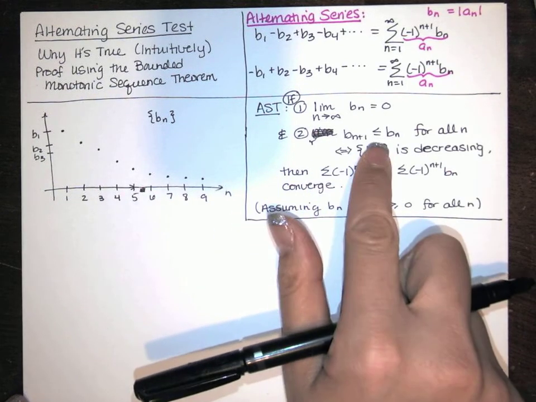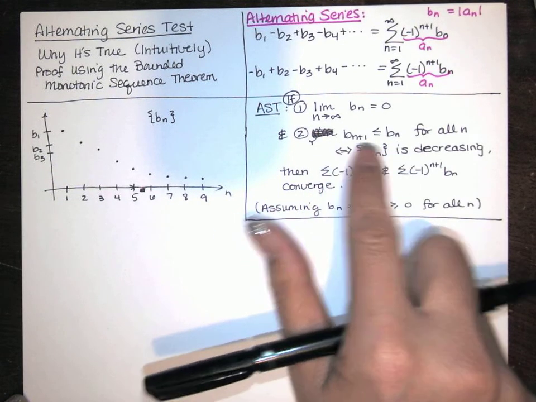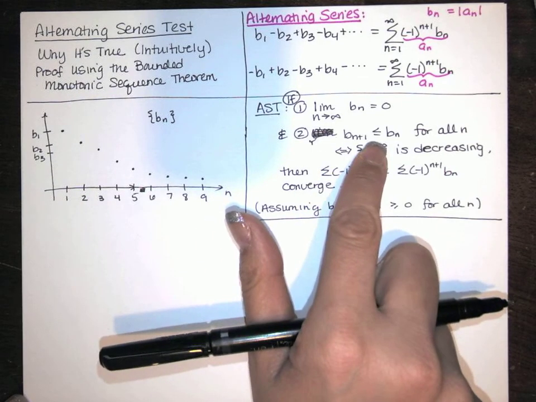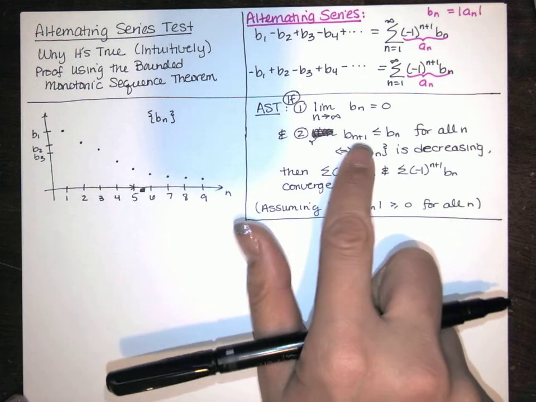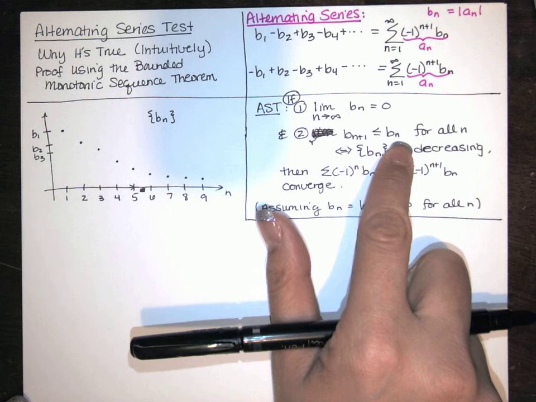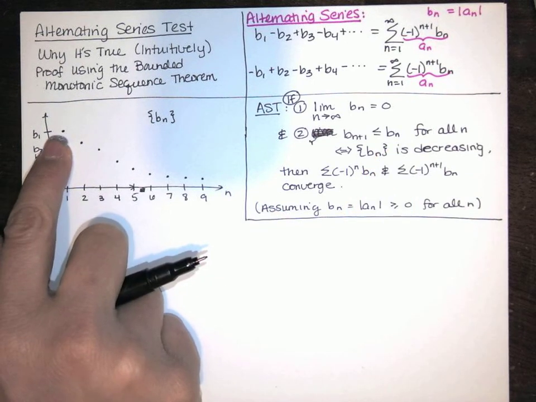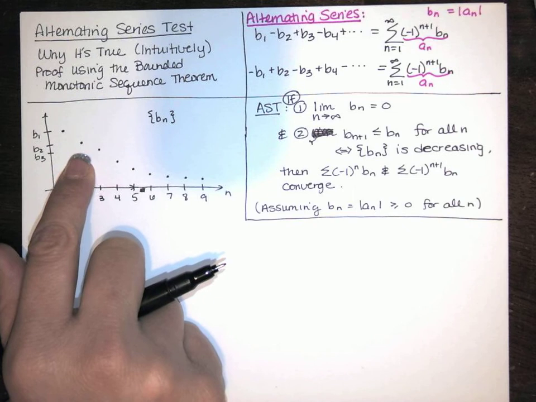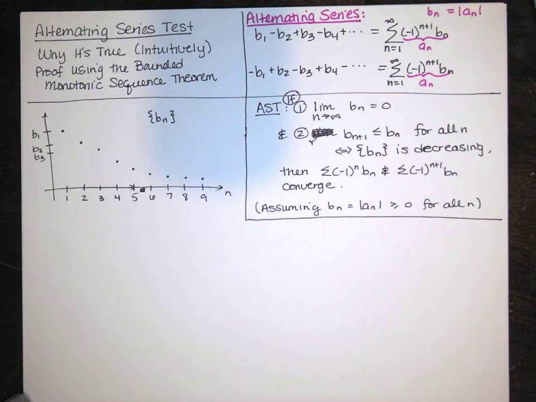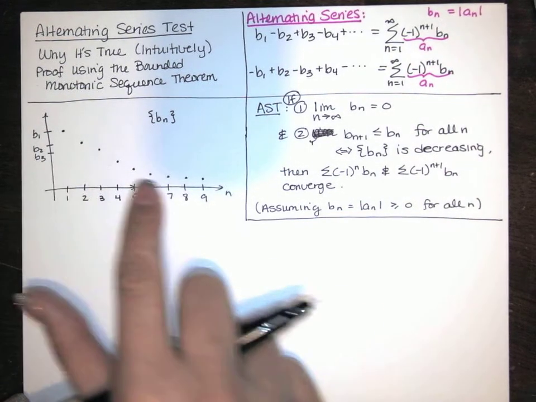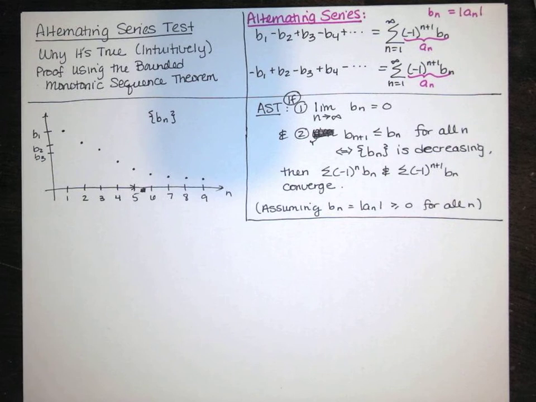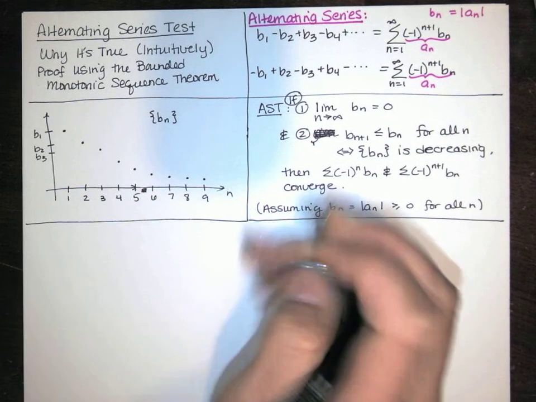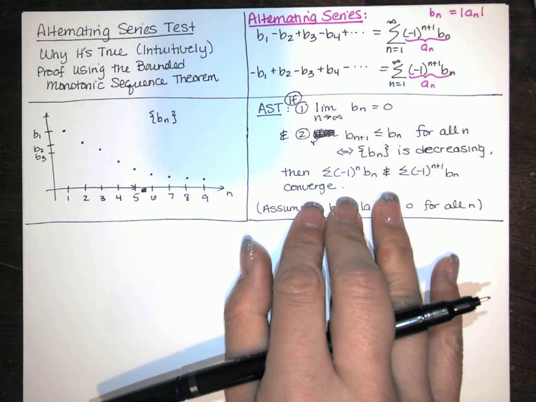So this means that this term is always smaller than the one before it. That's how b sub n plus 1 and b sub n are related. So b sub n is here, and b sub n plus 1, that's the next one. It's smaller, less than or equal to, and that's true for all n, so we get a pattern like this. Okay, so that's just what the theorem, or the alternating series test, says.